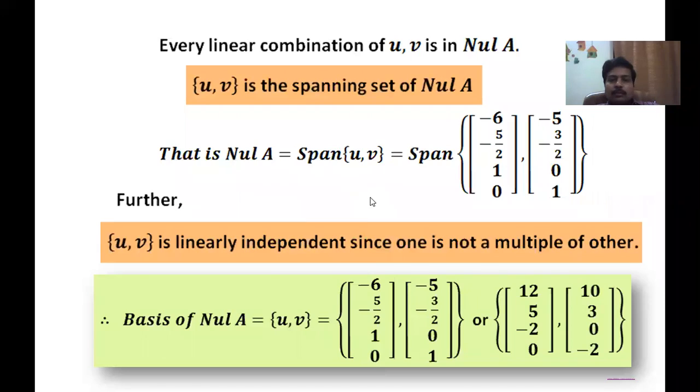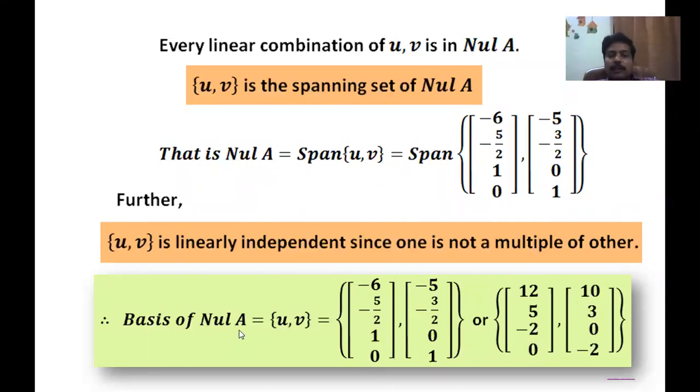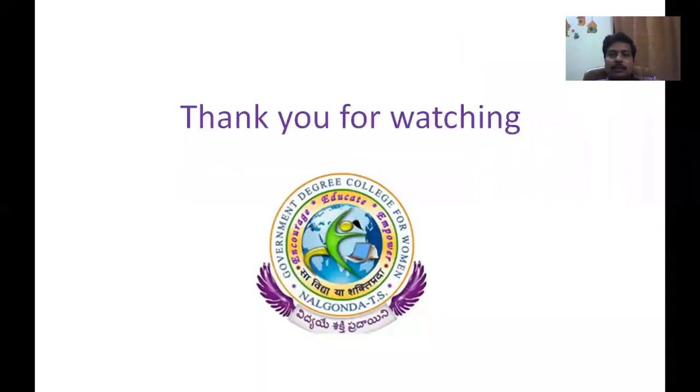Let us go back. So this is the basis for now. These are some of the problems on basis of column space A and null space A. With this, let us conclude this class. Thank you for watching.